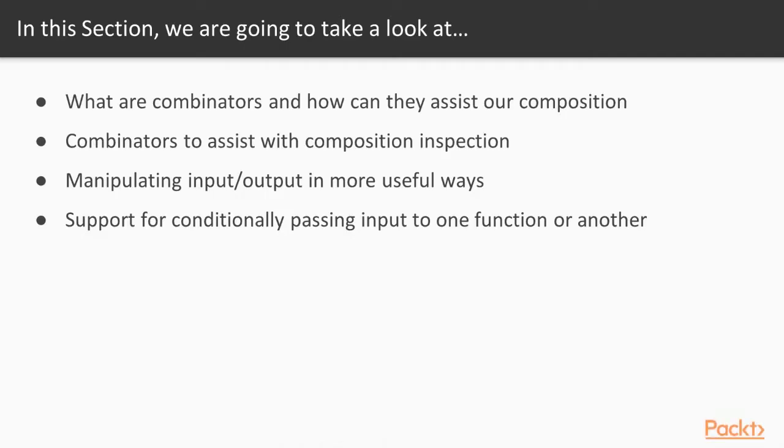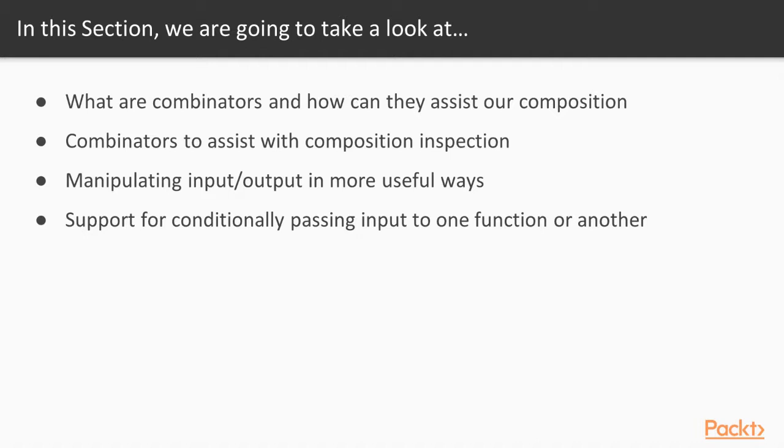To start off this section, we're going to look at the definition of combinators, what they are, and what they're useful for. From there, we'll look at how combinators are able to assist with inspecting values that are flowing through our composition pipelines.